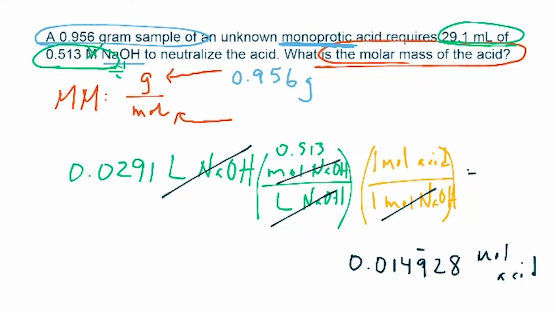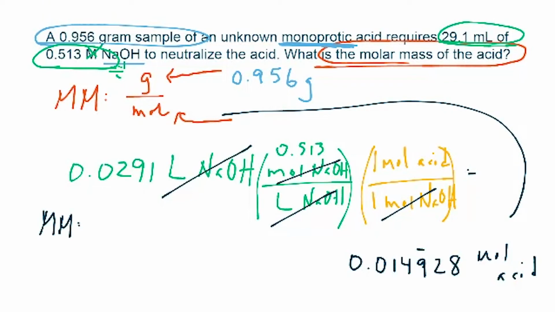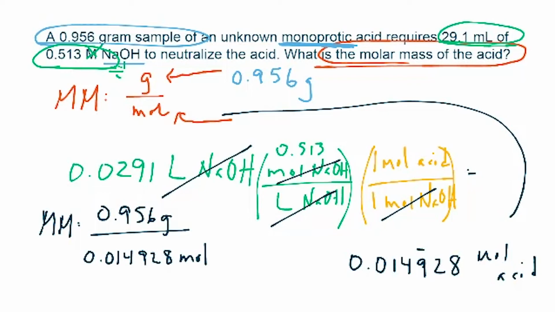So now looking back at our molar mass ratio, we now have the number of moles to put into that ratio. So the molar mass will be 0.956 grams of the acid divided by 0.014928 moles of the acid. Picking up the calculator, this gives us a molar mass of 64.0 grams per mole.